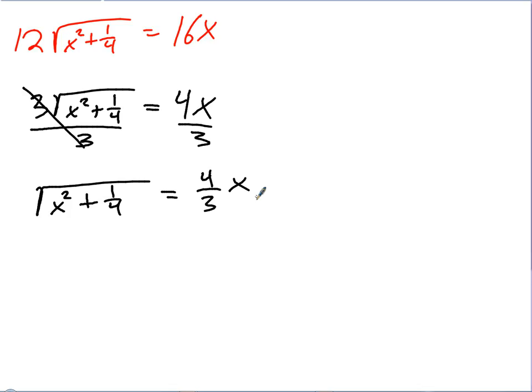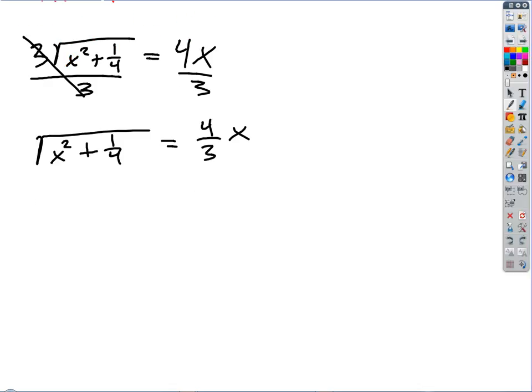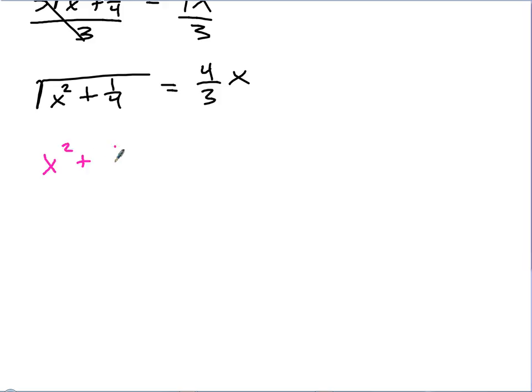Right? Now, this is why everybody should have a smartboard in their rooms at home and a portable one that they carry around, so you can just change colors like this to remind yourself that we just did something big. We just squared both sides. And so this side is going to become x squared plus 1/4. And this side is going to become 16x squared over 9, right?